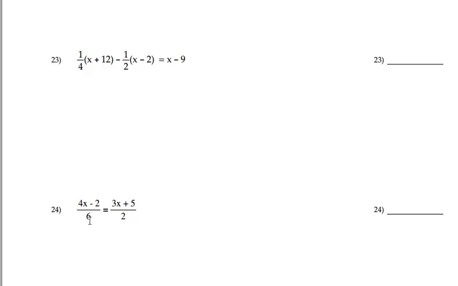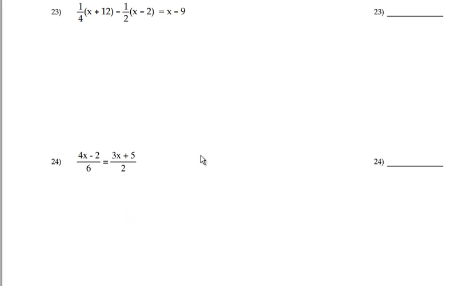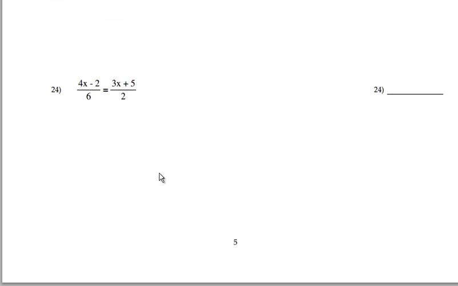How do you get rid of denominators? Like here we did the multiply by 4 to get rid of 4 and 2. What's the lowest common denominator? It's 6. You could multiply everything by 6, but these classics come up later in higher math classes by just doing cross multiplication. In other words, 4x minus 2 times the 2 and 3x plus 5 times the 6.